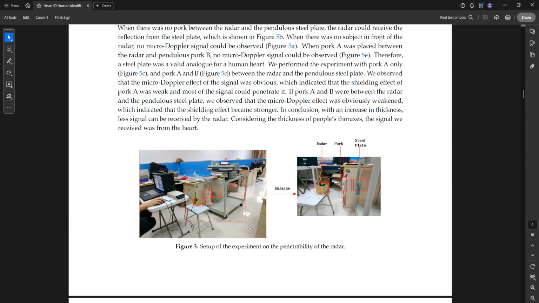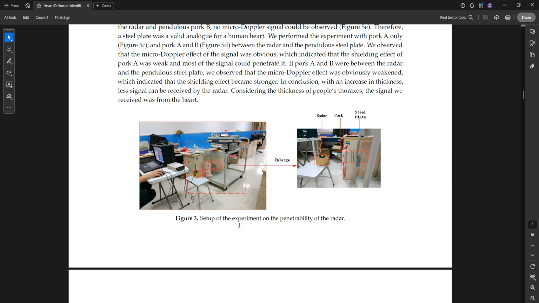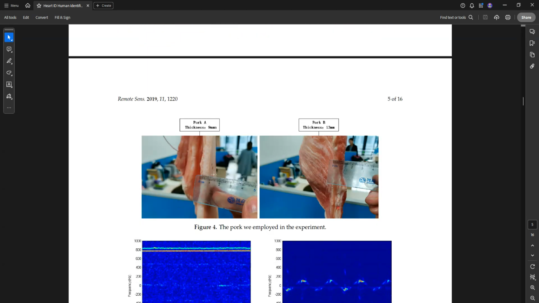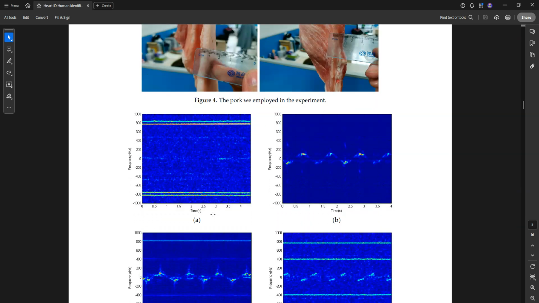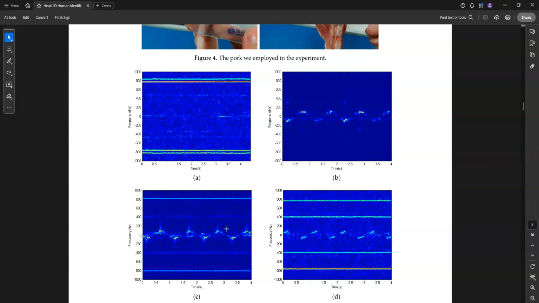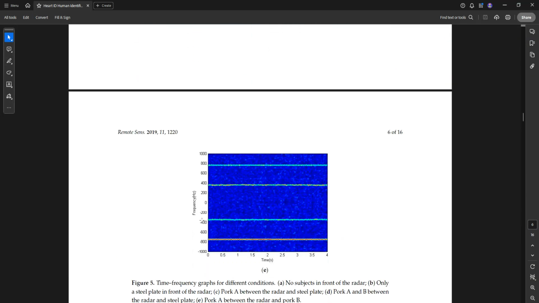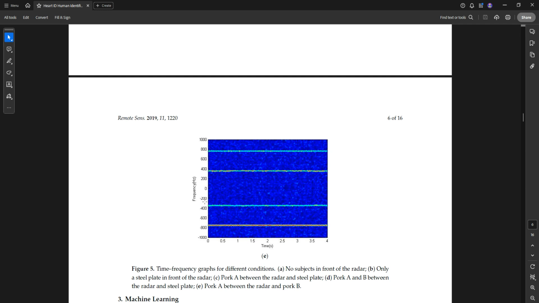They do a penetrability test with a piece of pork, and they show that this metal steel plate is swinging a little bit like a pendulum, and the radar can see through the piece of meat, implying that this piece of meat is equivalent to the thorax of a human. They measure the piece of meat, it's 1 centimeter, this is 1.5 centimeters, and you can see the metal oscillating through the piece of meat. They have some spurious signals here. I don't know exactly what it is.